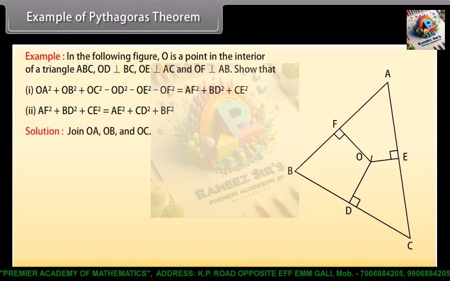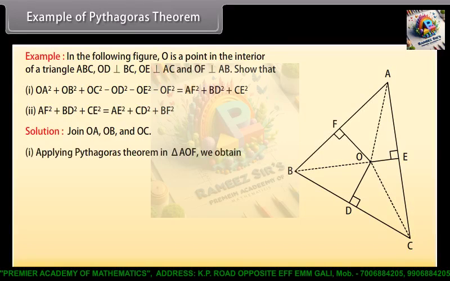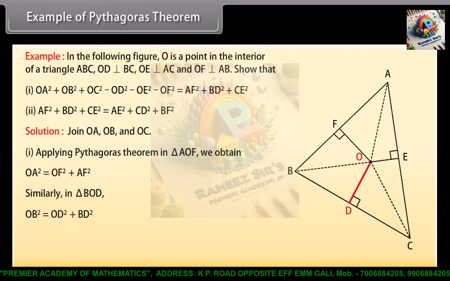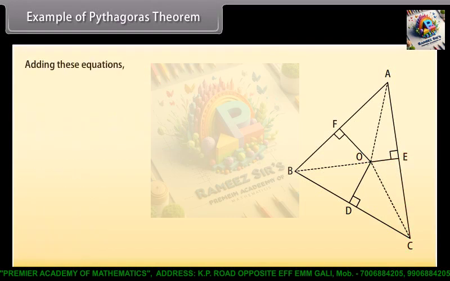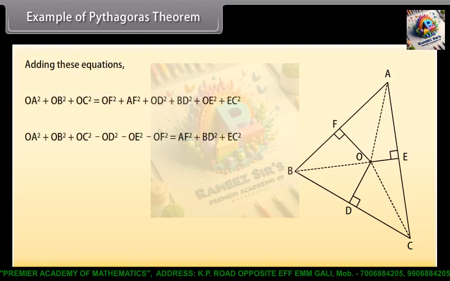Solution. Join OA, OB and OC. 1. Applying Pythagoras theorem in triangle AOF, we obtain OA square equals OF square plus AF square. Similarly, in triangle BOD, OB square equals OD square plus BD square. Similarly, in triangle COE, OC square equals OE square plus EC square. Now, by adding these equations, we get the result.